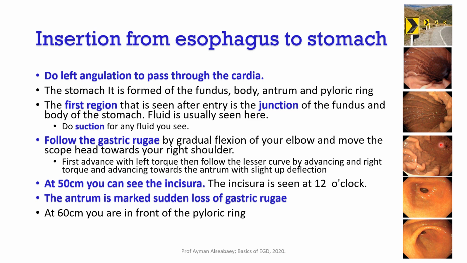Again, when I reach the incisura, I will make full upward flexion and maximum extension of my elbow. By this technique, you will see a pocket beside the incisura, which, when injected with air, will guide you to the fundus. And gradually pull out the endoscope, like here.